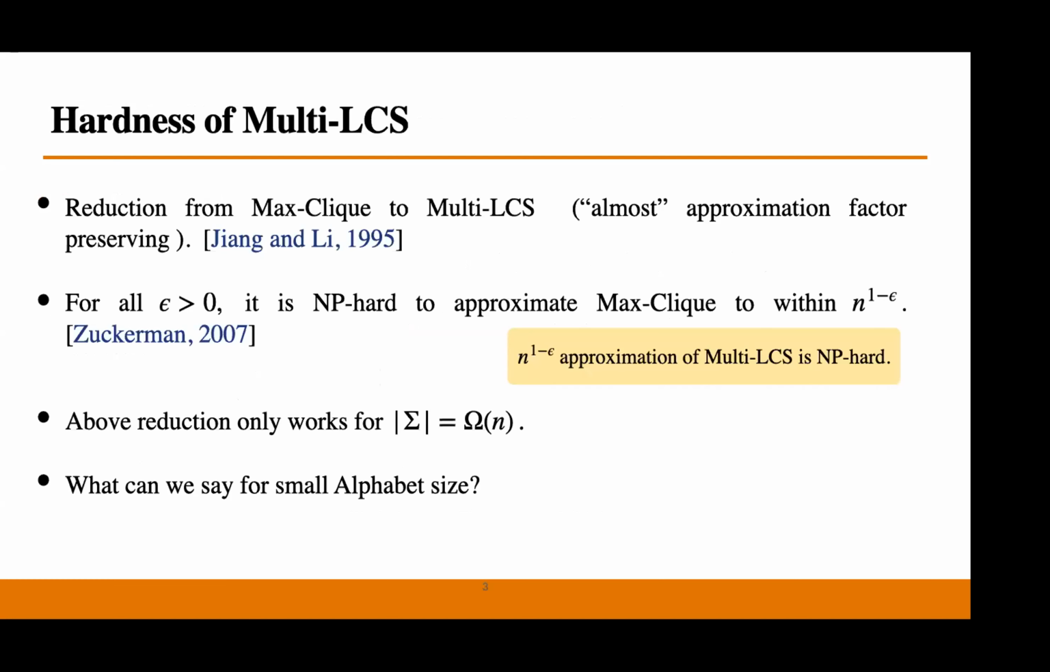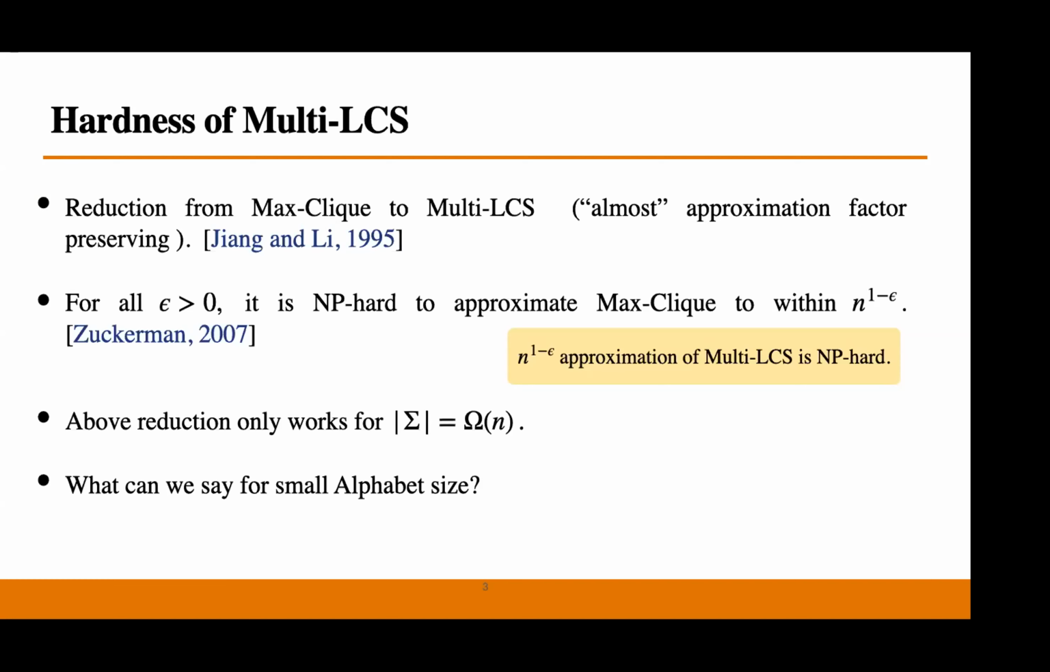So about the hardness of multi-LCS, there is a reduction known from max-clique to multi-LCS, and this reduction almost preserves the approximation factor. There is a loss of a very small constant, and there is also an NP hardness result for max-clique, which says that n to the power 1 minus epsilon approximation of max-clique is NP hard. And combining these two results, we get that n to the power 1 minus epsilon approximation of multi-LCS is NP hard. But this reduction only holds when the alphabet size is at least 10.